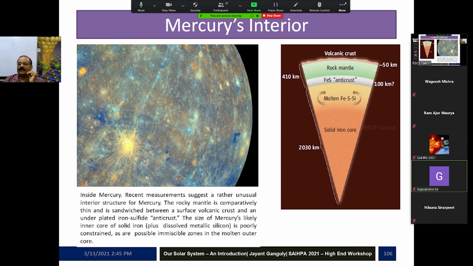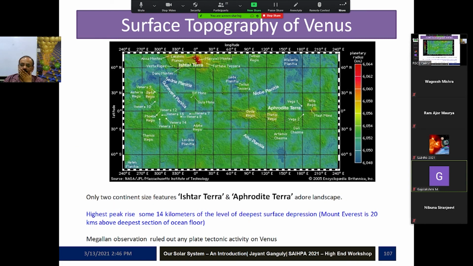Based on various studies, its interior has been studied, and it has been found that it has an unusual interior. There is a solid inner iron core of about 2030 kilometers, and around 410 kilometers of crust and rocky mantle. So this has been categorically found out for Mercury.